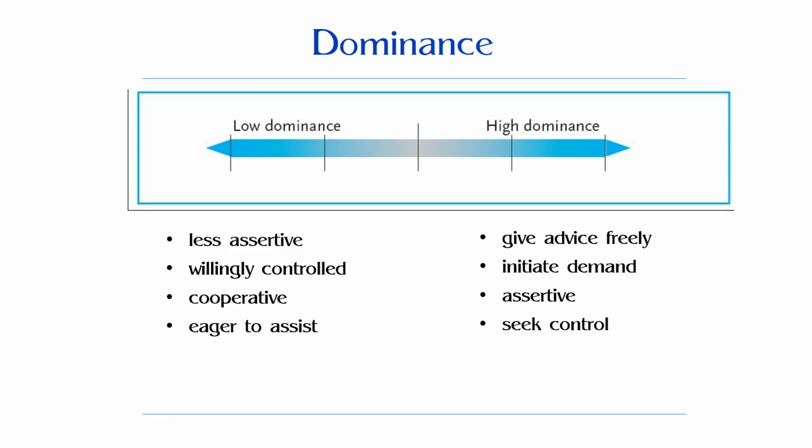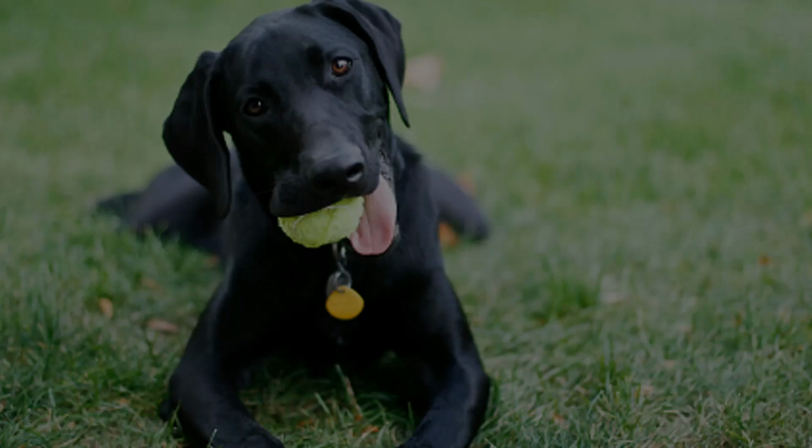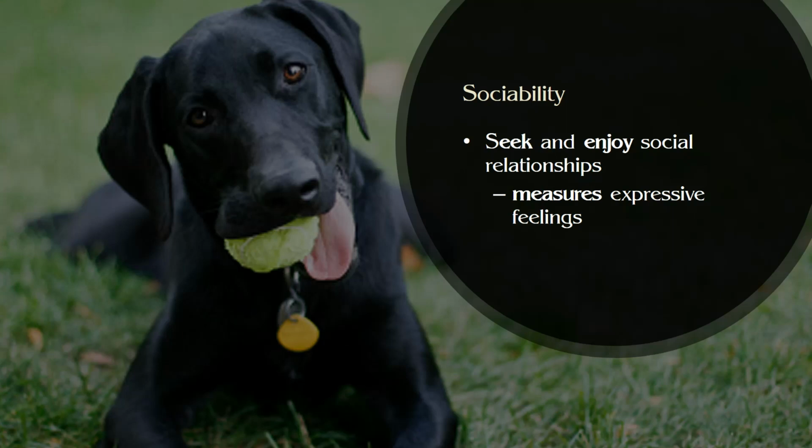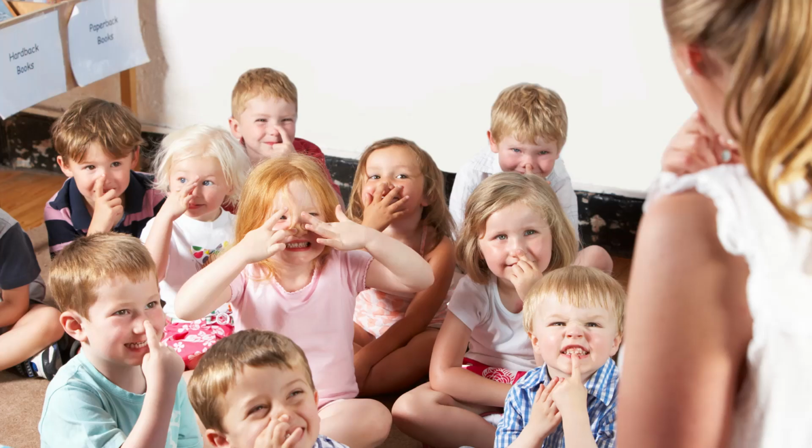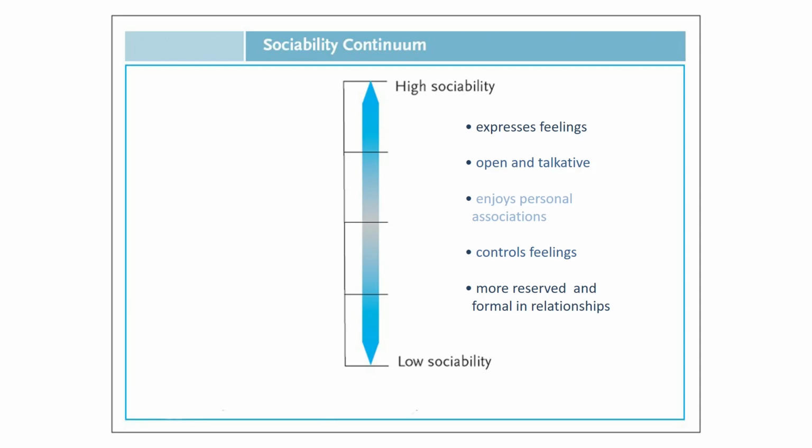On the other side, apart from dominance, we've got sociability. Sociability is seeking and enjoying social relationships. It measures the expressive feelings that we all have, and in the same way as dominance, there is high sociability and there is low sociability. If we look at the scale, high sociability expresses feelings, is open and talkative, and enjoys personal associations. Where most of us are, people control their feelings and are more reserved and formal when it comes to relationships. They'd be considered to have low sociability.